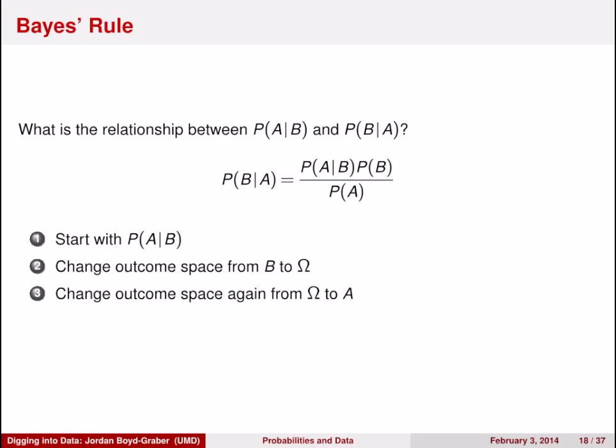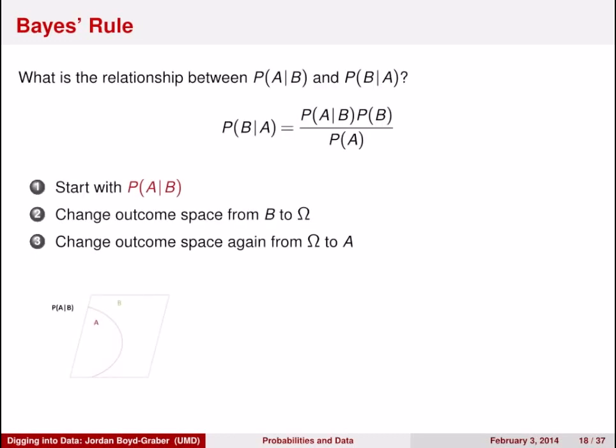You first start with the probability of a given b, then you change the outcome space from b, the events where b happens, to the entire sample space. And then you change it again by dividing by probability of a. So you go from b to the entire space, then back to a, so that you have the right conditional distribution. We can also see this graphically.